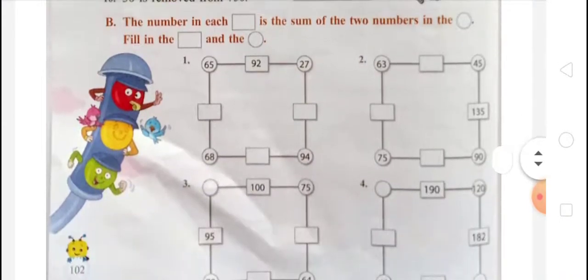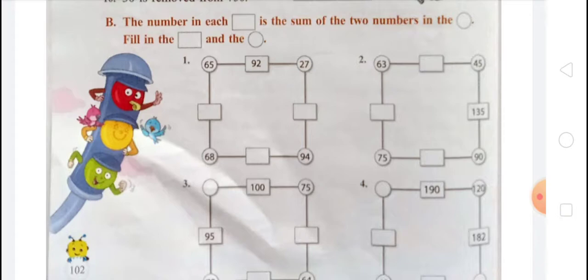Question B. The number in each box is the sum of two numbers in the circle. Fill in the box and the circle. Here the number in the box is the sum of the two numbers in the circle. That means the number in the box is the sum of both the numbers that are in the circle.